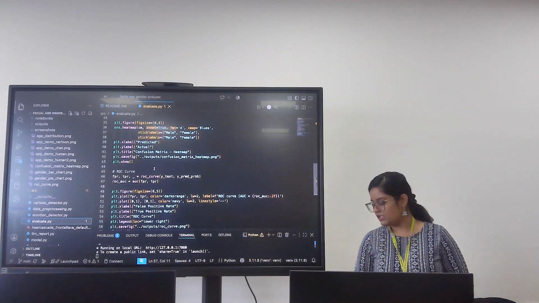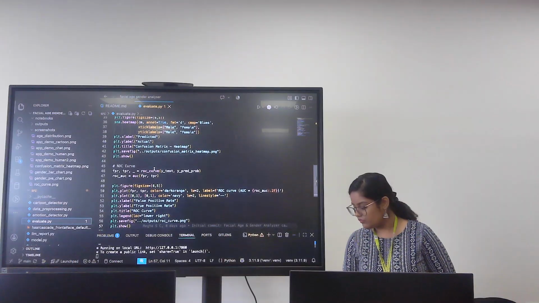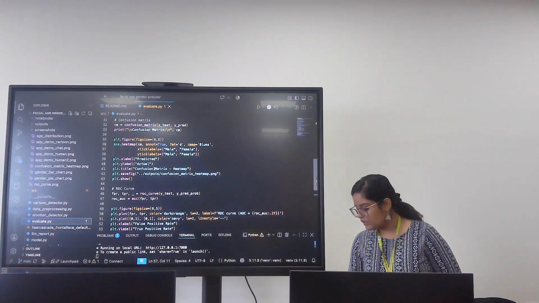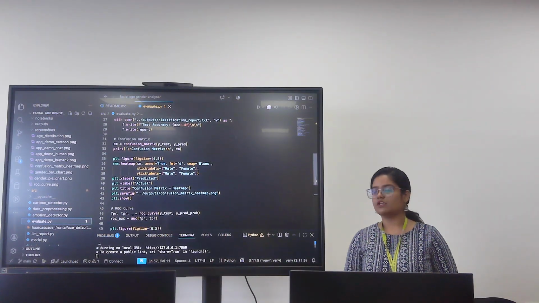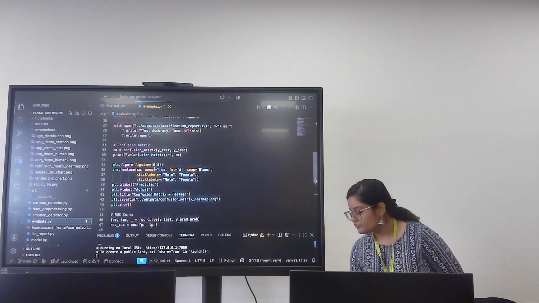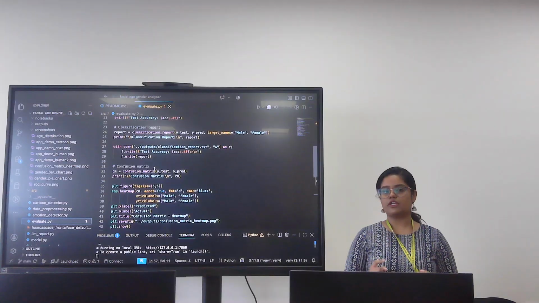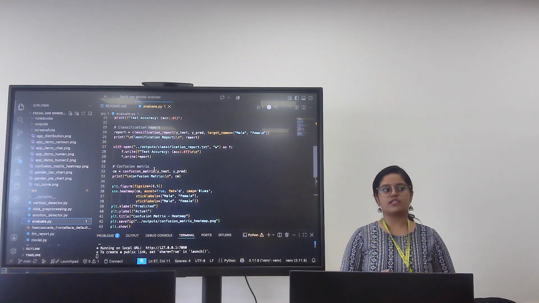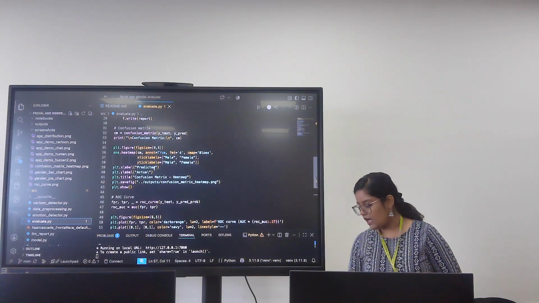For evaluation, it will plot the graph, and then it will give the accuracy and confusion matrix. The metrics used for evaluating were the confusion matrix, accuracy and ROC graphs.